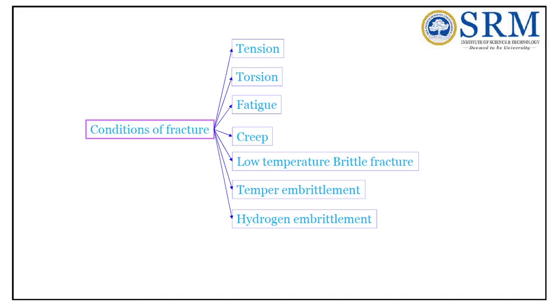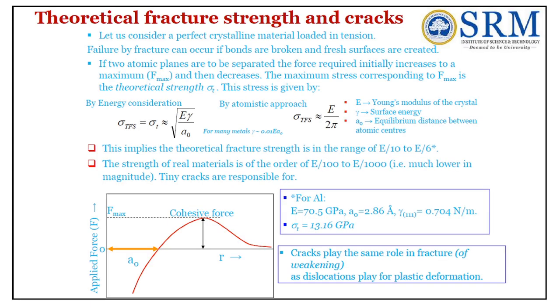So the conditions of fracture are tension, torsion, fatigue, creep, low temperature brittle fracture, temperature embrittlement, and hydrogen embrittlement. These are the various conditions of fracture. Okay, so next, theoretical fracture strength and cracks.